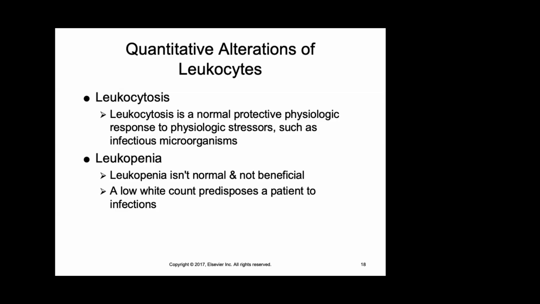Leukopenia, penia means fewer than. It isn't normal and it isn't beneficial. A low white count predisposes the patient to infections. An example of a condition that could produce leukopenia is AIDS. The helper T cell population is compromised by the HIV, and it takes it off task as a helper T cell, but it also turns it into a suicide pill because it expresses Fas ligand. Anytime Fas ligand engages Fas receptor, that cell dies. And so that would result in leukopenia.